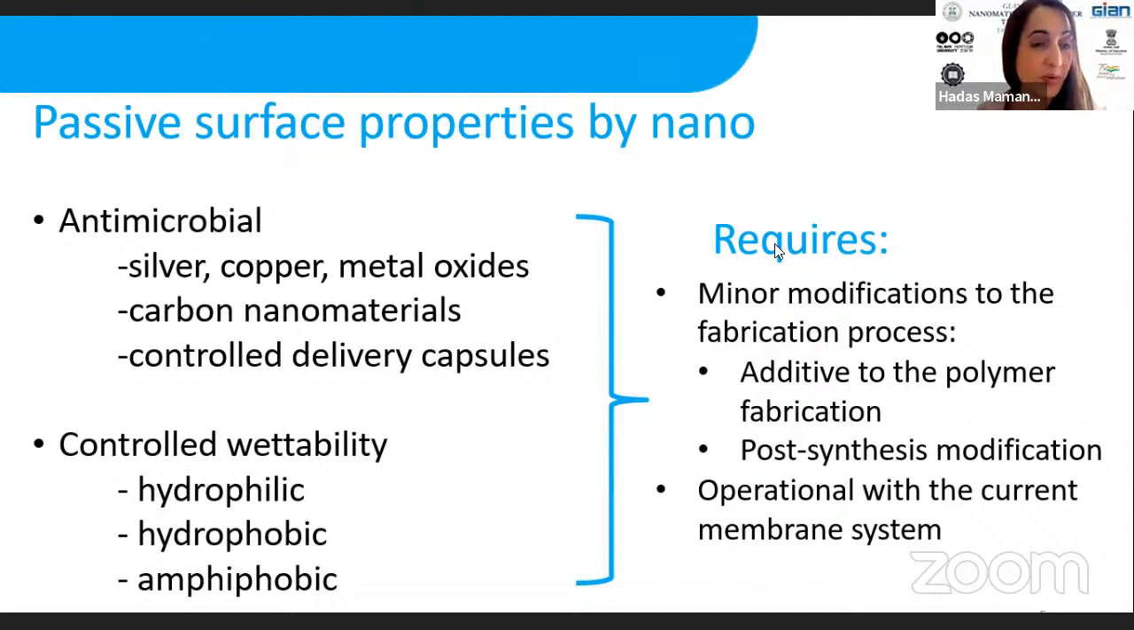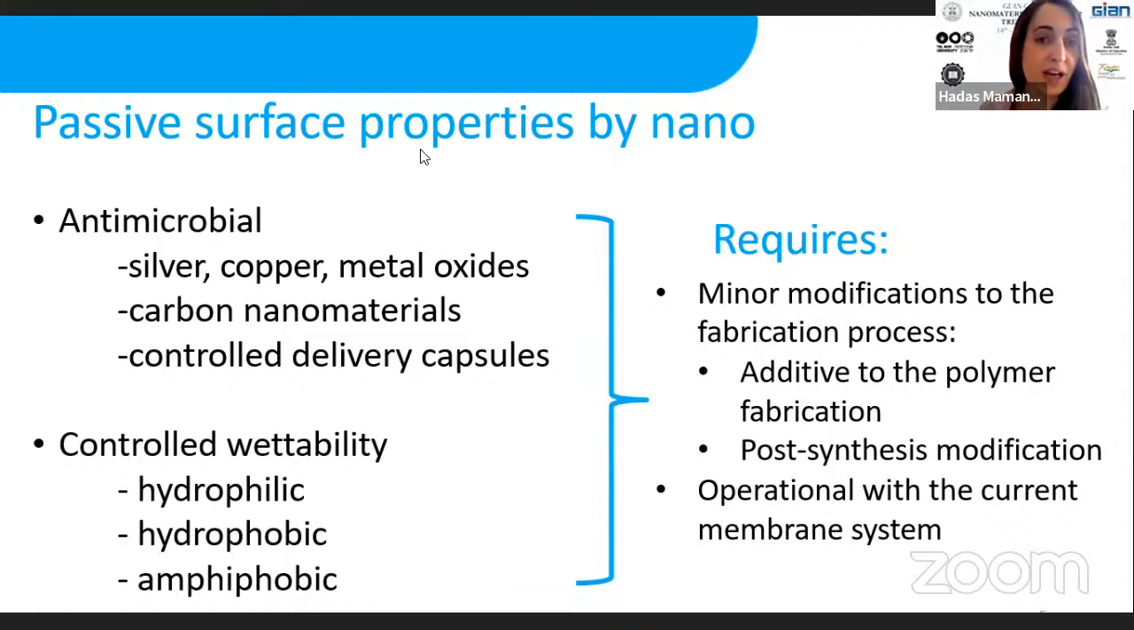And what are the requirements? Well, minor modification to the fabrication process. This type of interface with nanotechnology has minor modifications on the fabrication processes. They could be additive to the polymer fabrication or post-synthesis modification. Okay, so two ways, either being added to the polymer during fabrication or post-synthesis modifications. And they are operational with the current reactors, with the current treatment technologies. So therefore, the interface is very easy. However, they're passive. What does it mean passive? I'll soon explain to you.